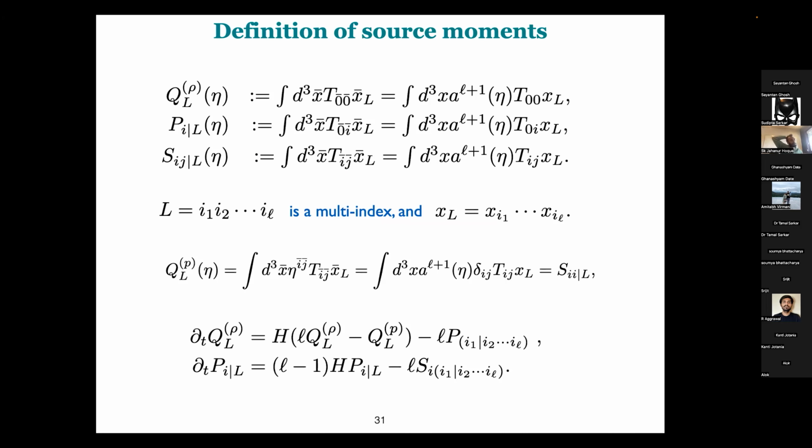Okay. Then you use the conservation equation to relate different moments. These Qij rho are the mass moments, Pi are the momentum moments. This is related to T0i, just like in flat space, but you will get all the scale factors actually. And Sij is the stress moment. So you just compute Tij contracted with S. And these last two equations are the conservation equations.